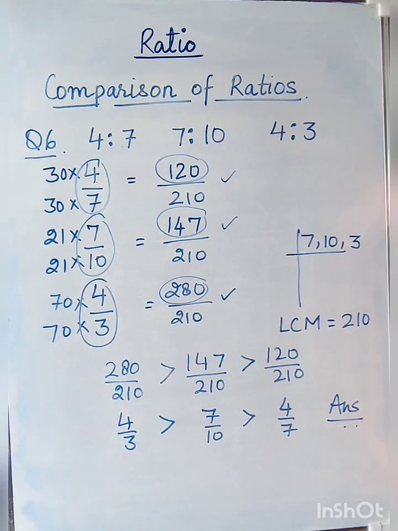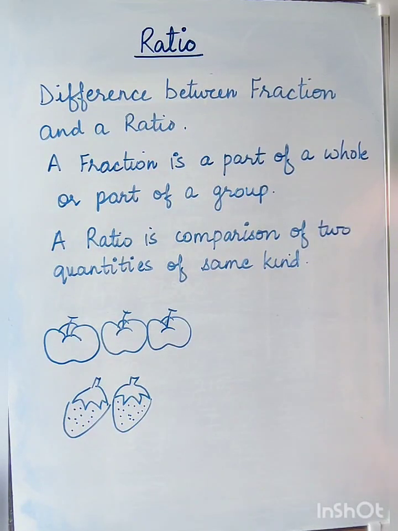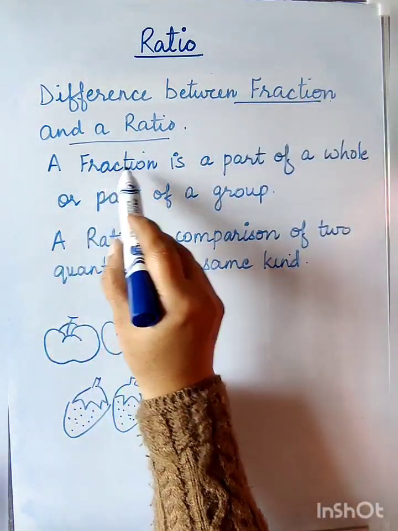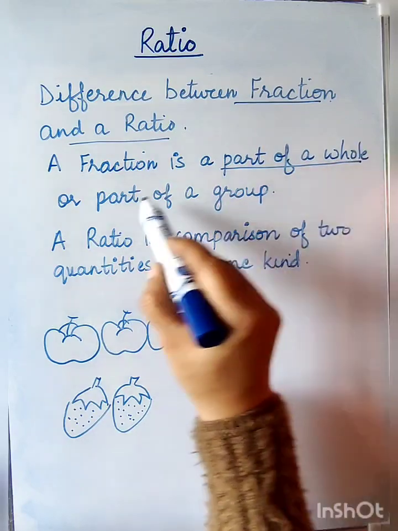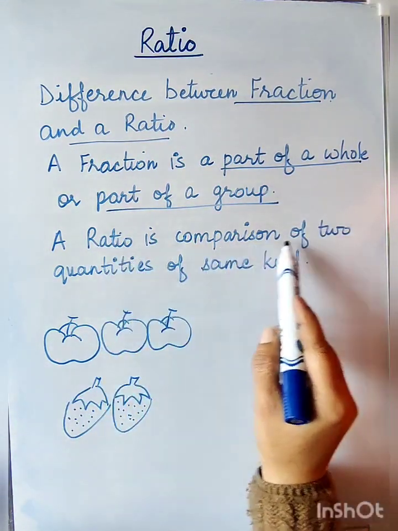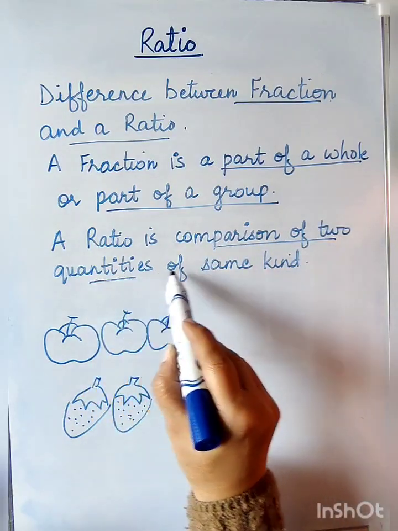Hope comparison of ratios is clear to you. So what we have been doing in ratios was just using them like a fraction, but there is a difference between a fraction and a ratio. So let us understand the difference between a fraction and a ratio. A fraction is a part of a whole or a part of a group. This we have already learned. And a ratio is a comparison of two quantities of the same kind.